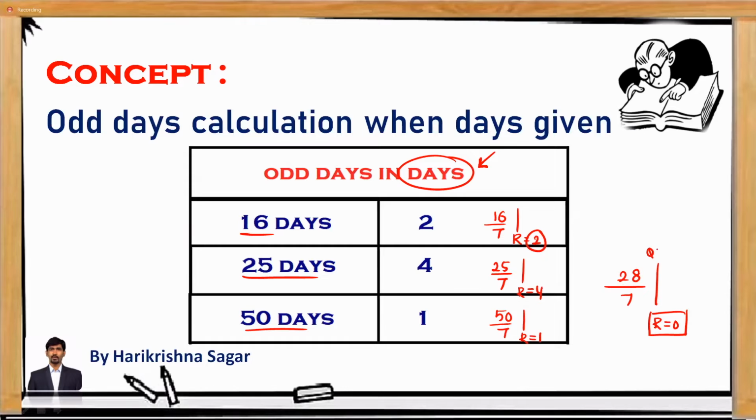So this quotient, 4, is indicating there are 4 complete weeks. The number of days which are more than the completed weeks will be treated as odd days. If it is exactly completed weeks, there are no odd days for it. So 28 days is exactly 4 weeks. That is the reason we can say the number of odd days will be 0 for it.